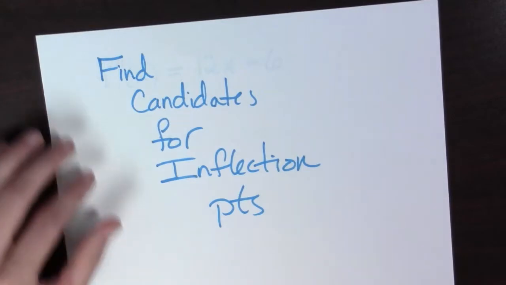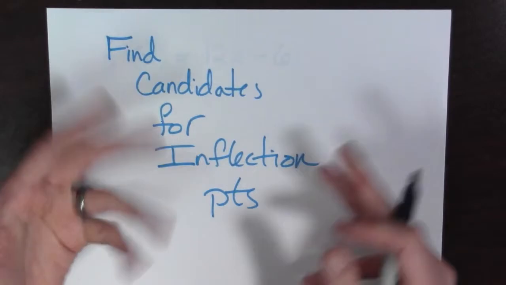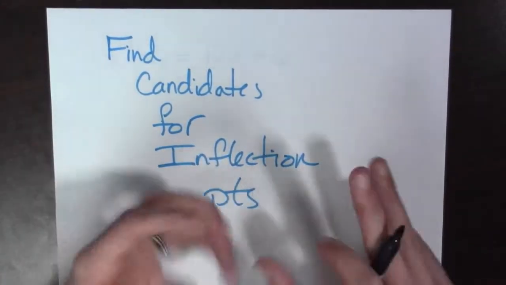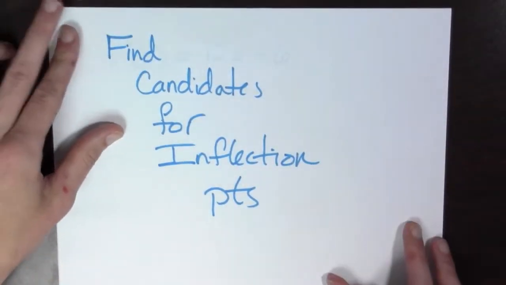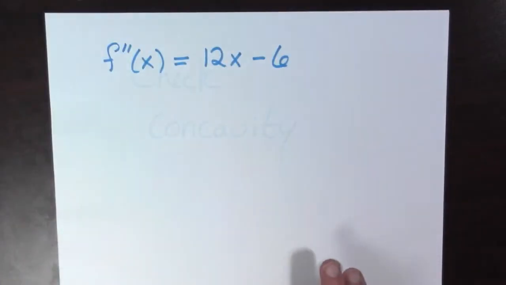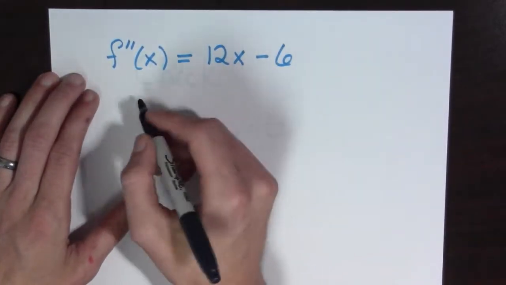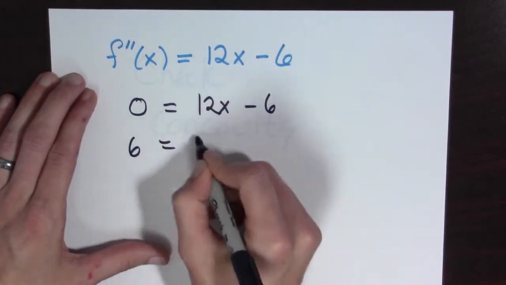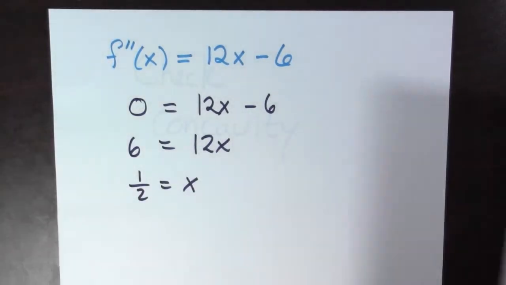And now we need to find candidates for inflection points. Now you may be thinking that inflection points are just the critical points of the first derivative. That's not the case, unfortunately. That would be great, but the inflection points are different. They are where the concavity changes. But to find the candidates, we should first see where the second derivative has a 0, where it has a root. So I write 0 equals 12x minus 6, so 6 is equal to 12x, so 1/2 is equal to x. And I should mark this on my graph.